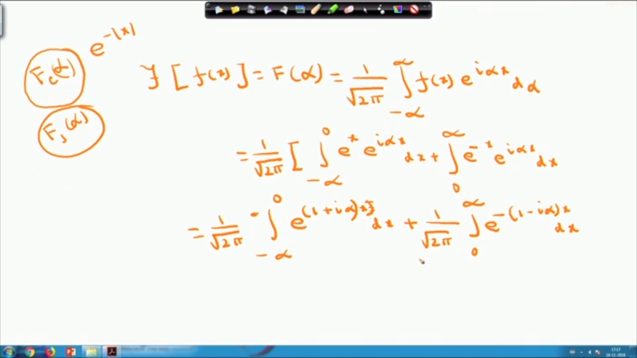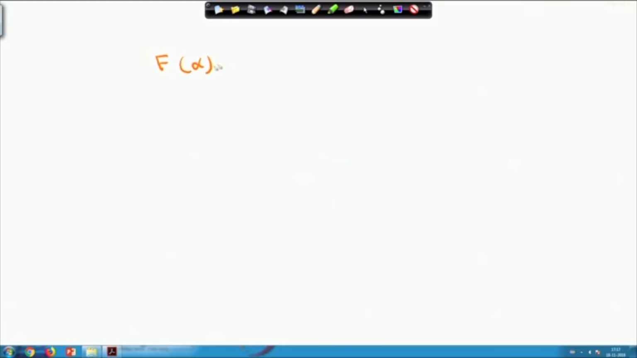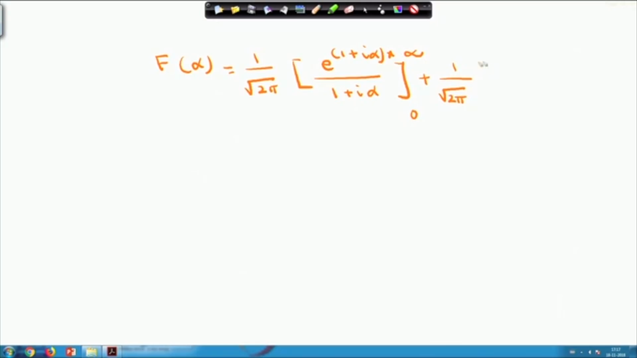So, if I evaluate both the integrals, then I will obtain f of alpha equals 1 by root over pi into e power (1 plus i alpha) x by (1 plus i alpha), limit from 0 to infinity, plus 1 by root 2 pi e power minus (1 minus i alpha) x by minus (1 minus i alpha), and the integration is from 0 to infinity.